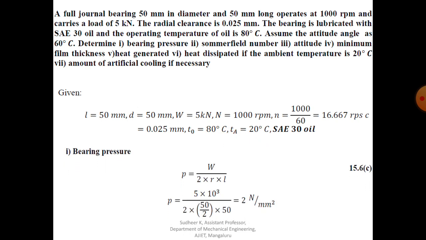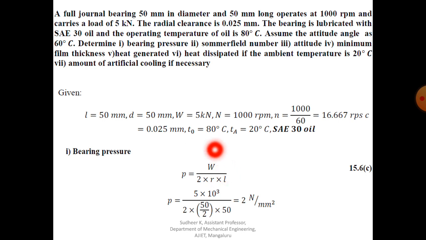Bearing pressure we have to find out first, that is the first question. The equation is 15.6C in your data book, from page number 355. It is given by small p equal to W divided by 2 into r into l. W is given as 5 kilonewton, so 5 into 10 to the power 3, divided by 2 into r.